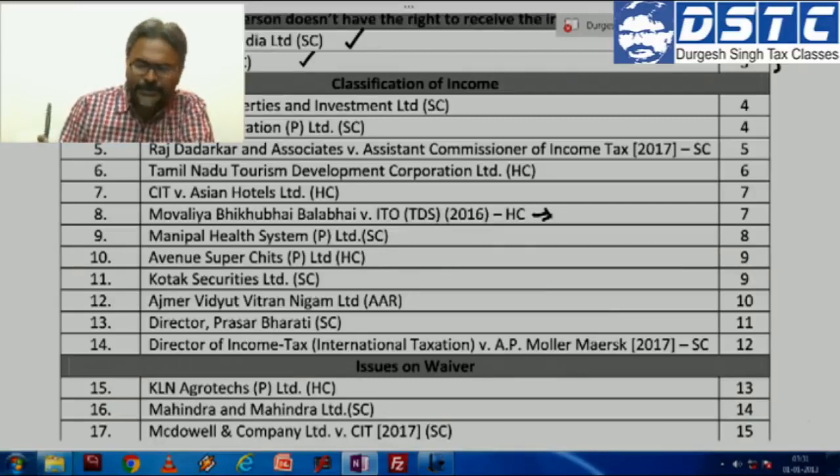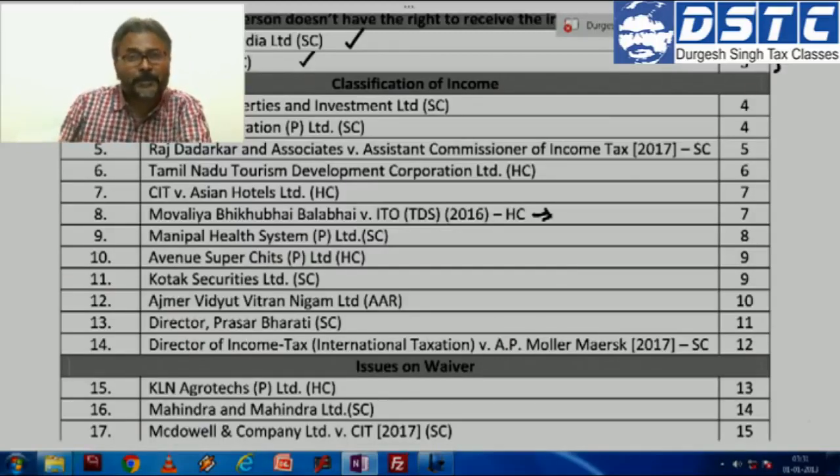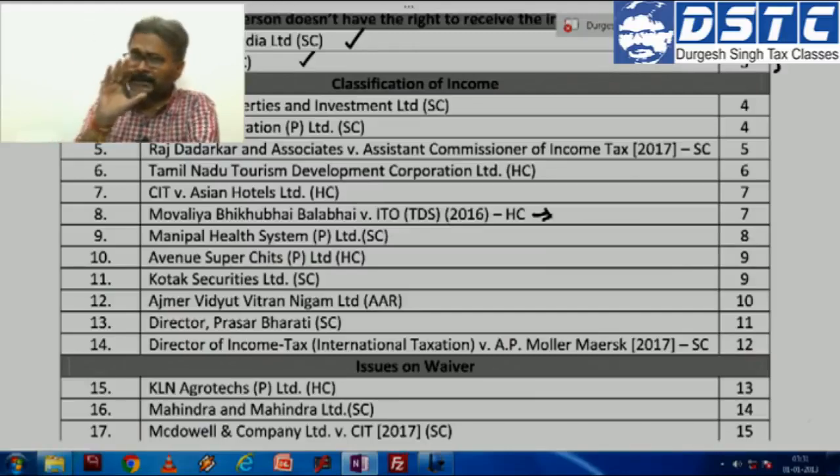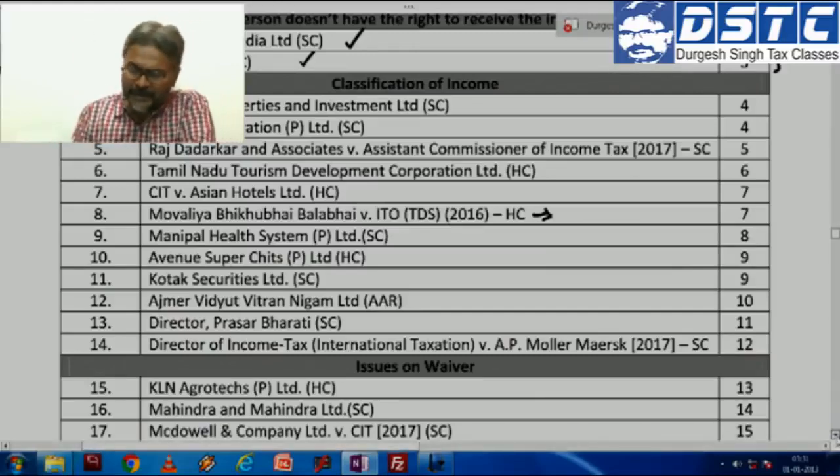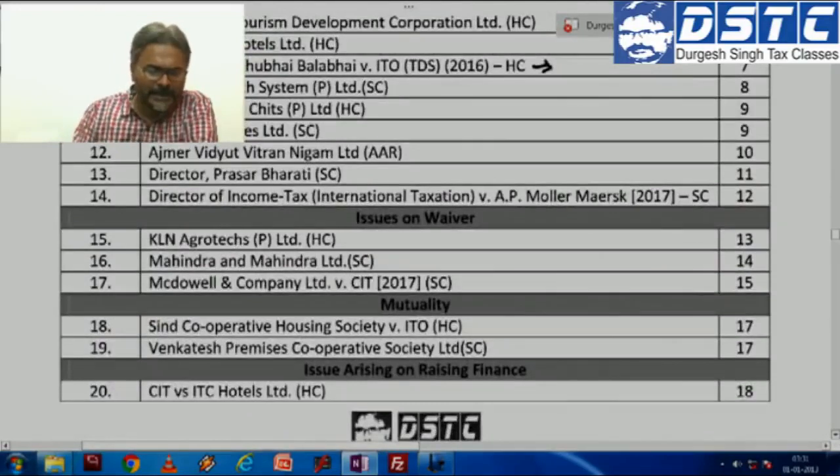DIT international taxation, we have talked about whether that reimbursement amount paid by the agent to its principal will be considered as a business income or FTS. This was the issue finally being decided in this particular case.